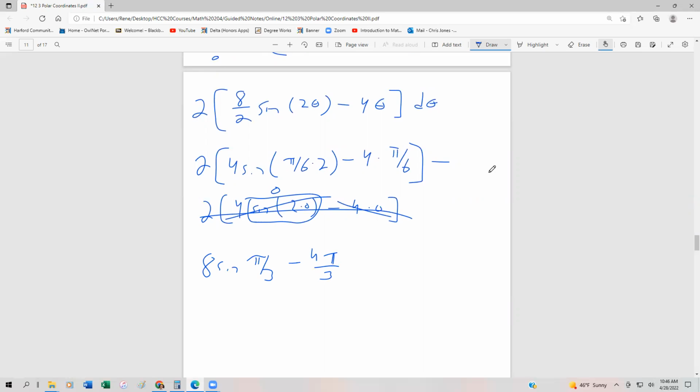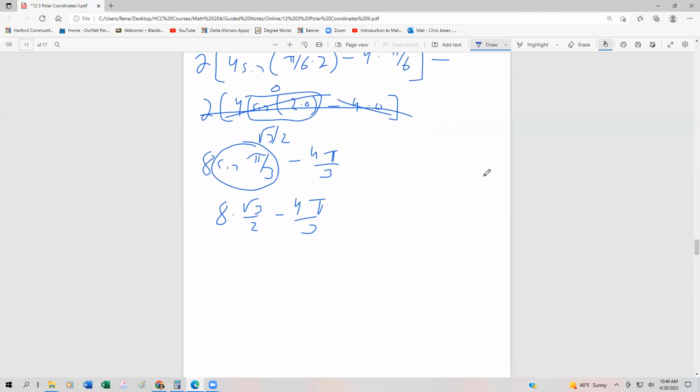Last thing we have to do is evaluate sine of pi thirds. We're going to look at the unit circle and recall that that's going to be root 3 over 2. So our final answer for this is going to be 8 times root 3 over 2 minus 4 pi thirds. Or another way to write that would be 4 root 3 minus 4 pi over 3. Or if we get a common denominator of 3 and then factor out a 4, we could write this as 4 times the quantity 3 root 3 minus pi, divided by 3.